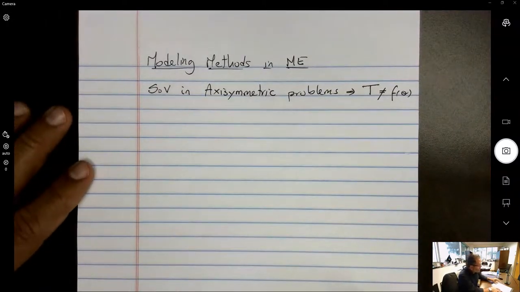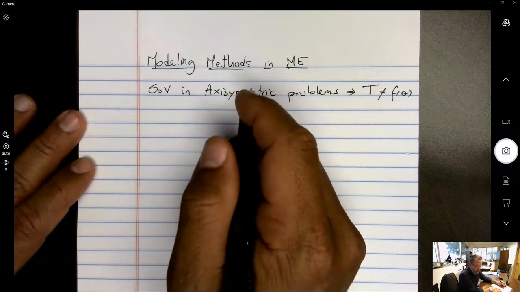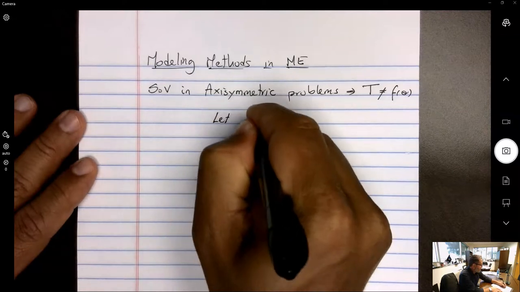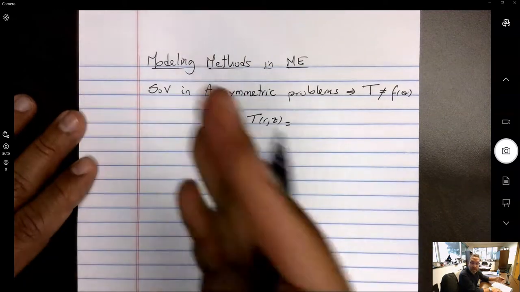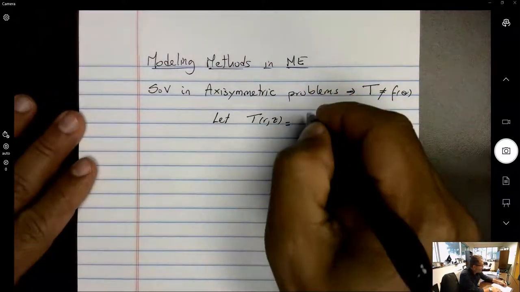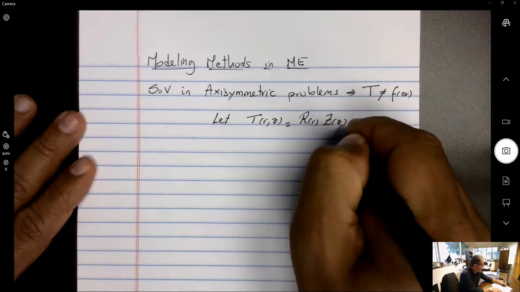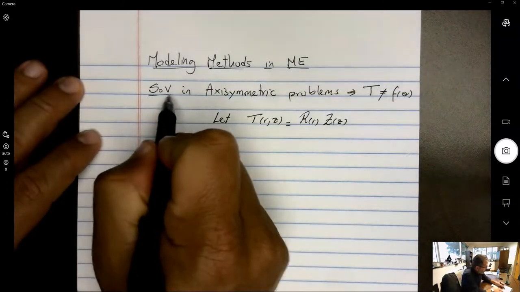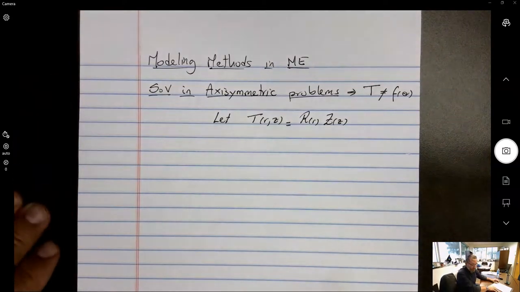So let's start with a problem where it is known that the solution is a function of R and Z. Assuming that we're working on a steady problem, by separation of variables we're going to let T of R and Z be R of R times Z of Z, assuming the separation of variables applies. Essentially, you only have one non-homogeneous boundary condition.